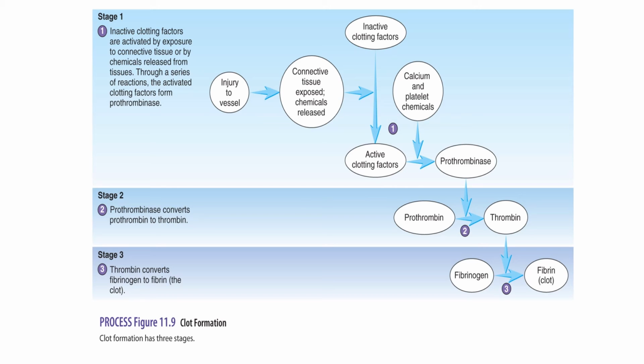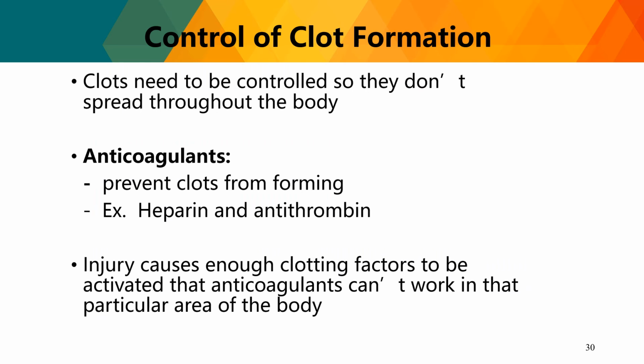Okay, so again, you have the inactive clotting factors, and then there should be other inclusions as well, or presence of injury to the vessel, of course, the connective tissue exposed to chemicals released, and then it will become the active clotting factors. You have the calcium and platelet chemicals to produce prothrombinase, and then this one, prothrombin to thrombin, and then fibrinogen to fibrin. Okay? So, control of the clot formation.